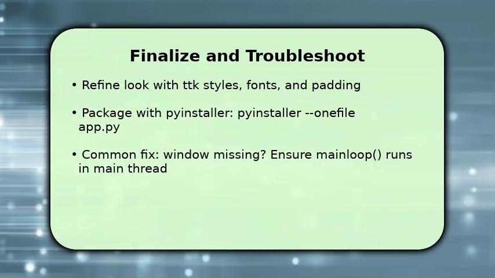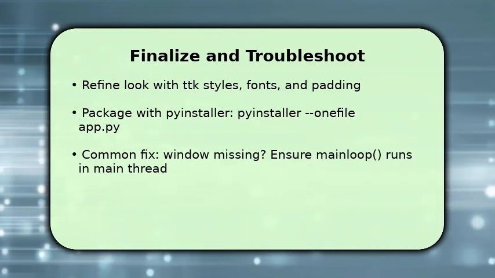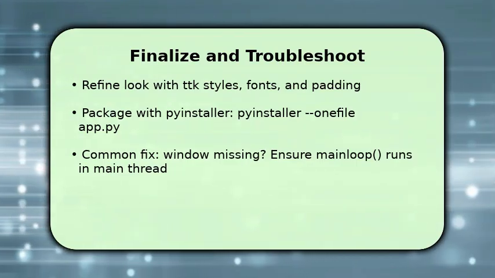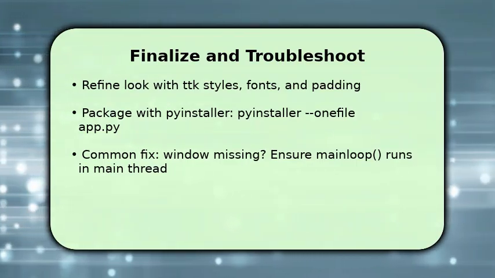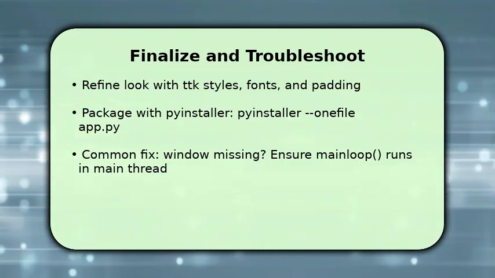If something goes wrong, one key troubleshooting tip: if the window doesn't show or freezes, make sure root.mainloop() runs in the main thread, and you're not blocking the event loop with long-running tasks. Offload those to threads or an async call.